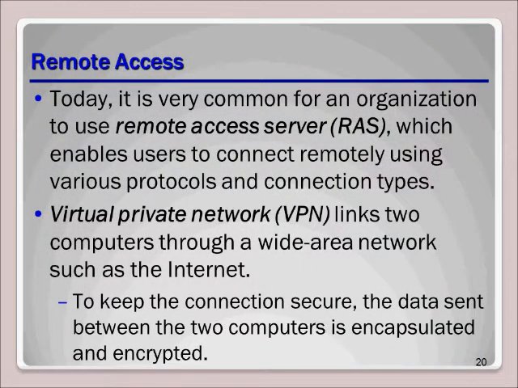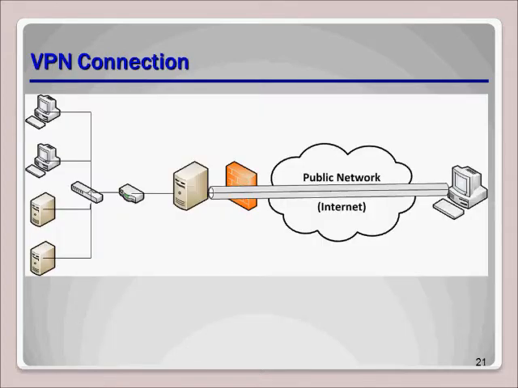Today it's very common for an organization to use Remote Access Server, RAS, which enables users to connect remotely using various protocols and connection types. By connecting to RAS over the internet, users can connect to their organization's network so they can access data files, read email, and access other applications just as if they were sitting at work.